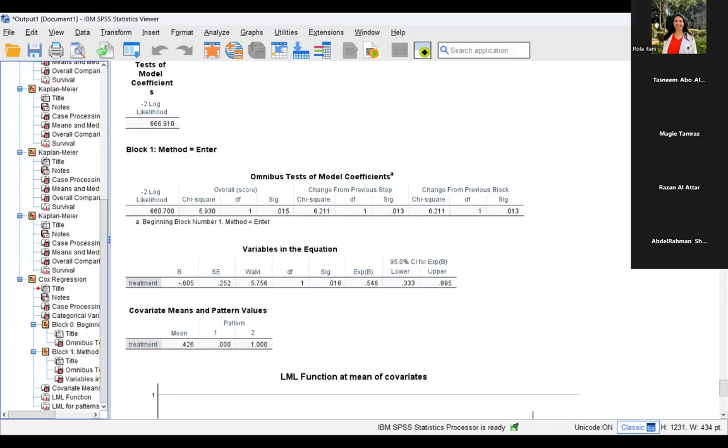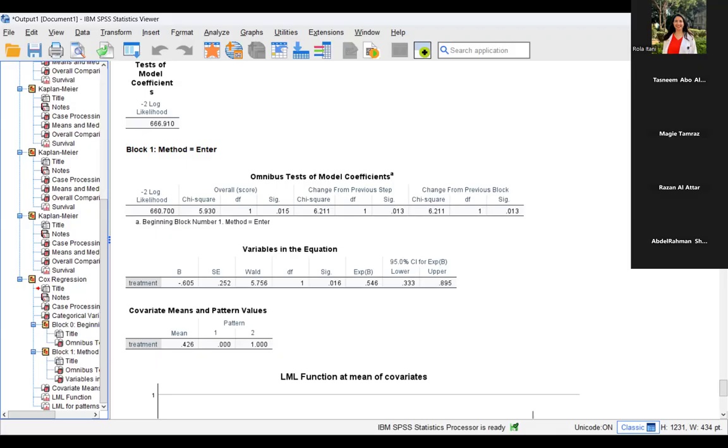Tasneem, can you please interpret the 0.546 as a relative risk? The risk of developing the event for those who are on chemotherapy and psychosocial support is 0.546 times that of those on treatment only. Great. Or we can say that it's like 45% less risk for those who are on a combination of treatment, right?